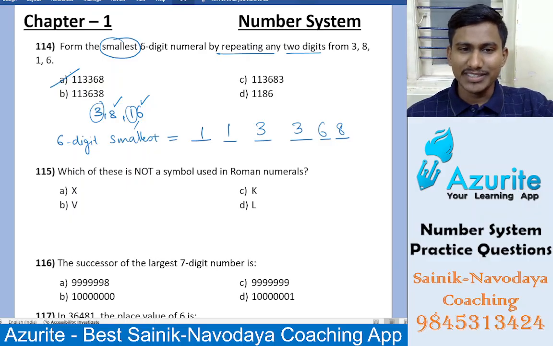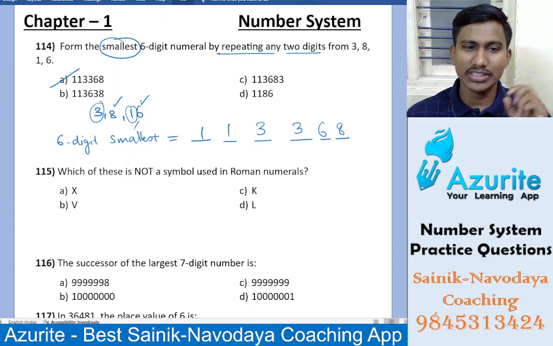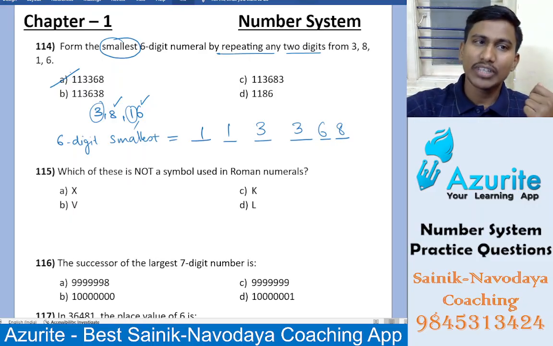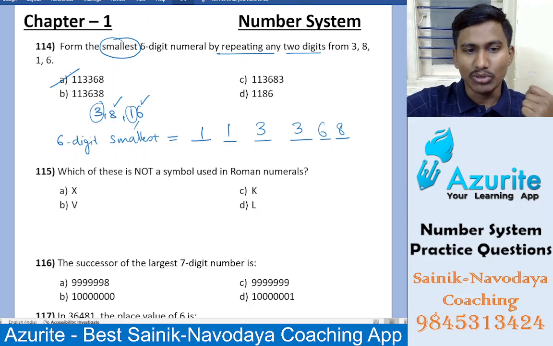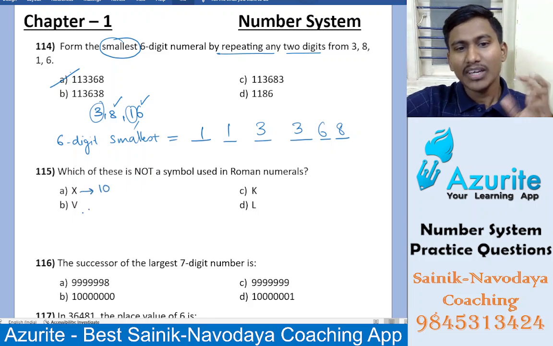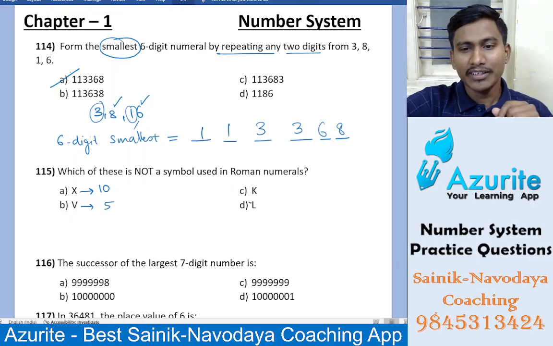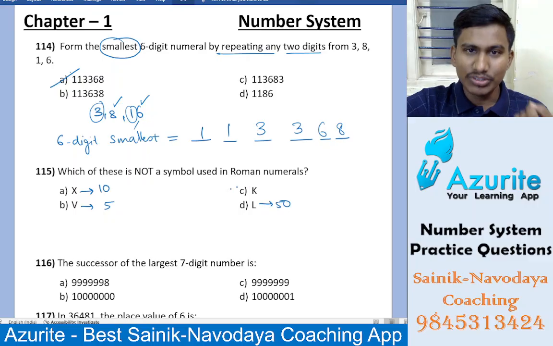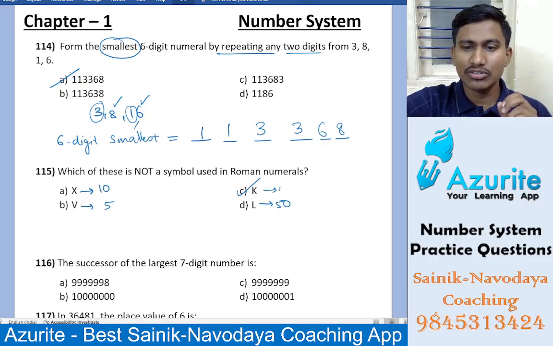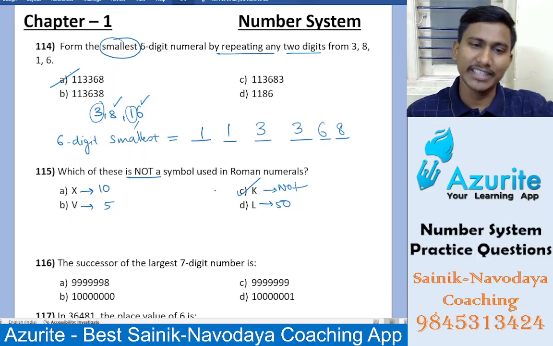Now let's go to the next, that is question 115. What is the question here? Which of these is not a symbol used in Roman numerals? Option A is X. X means 10, so that is used as a symbol. X is 10, V is 5 and L is 50. Do we use K in the numeral system? No, we don't use K. So that will be the answer. The answer will be option C, K.